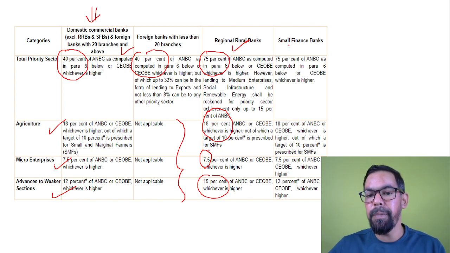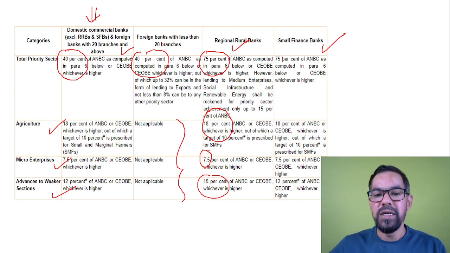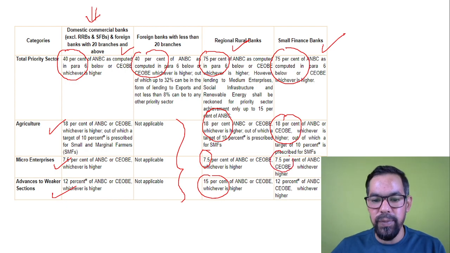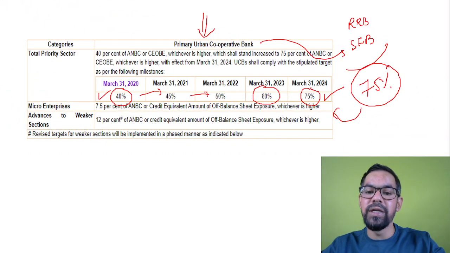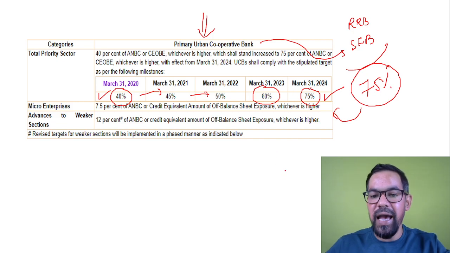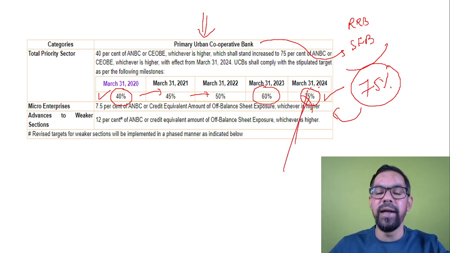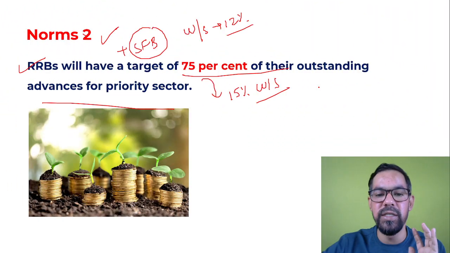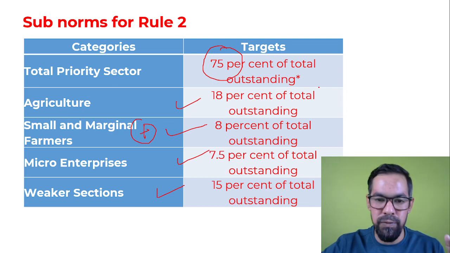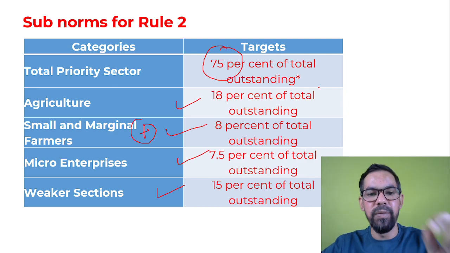Small finance banks have to lend 75% in the priority sector, remaining 18%, 7.5% and 12%. So they have to lend 75%, but the subnorms are similar to domestic commercial banks. Do remember this one. Urban cooperative banks, recently we changed this one. Now they also have to meet this particular target, and the sub targets are similar to RRBs. I hope you get these particular things clearly. Still, if you have any confusion, do mention it in the comment section. I'll get back to your queries.